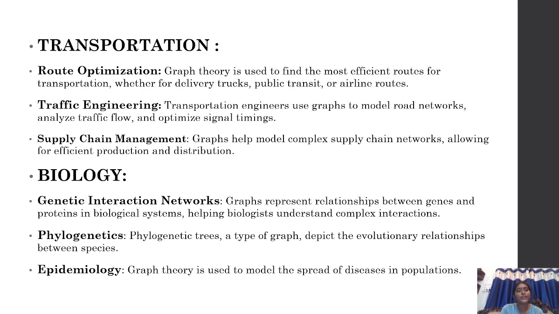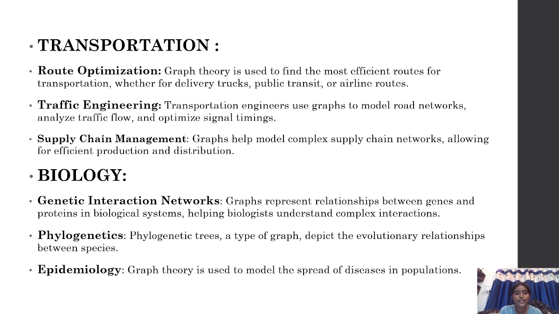So, how is graph theory used in transportation? It is used in route optimization, traffic engineering, and supply chain management. So, what is route optimization? Graph theory is used to find the most efficient routes for transportation, whether for delivery trucks, public transit, or airline routes. What is traffic engineering? Transportation engineers use graphs to model road networks, analyze traffic flow, and optimize signal timings. Supply chain management. Graphs help model complex supply chain networks, allowing for efficient production and distribution.